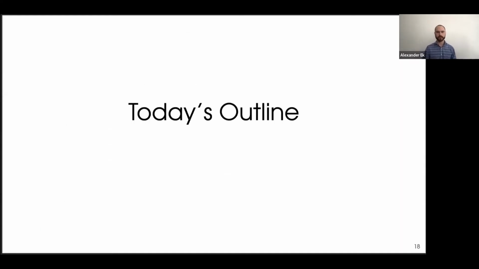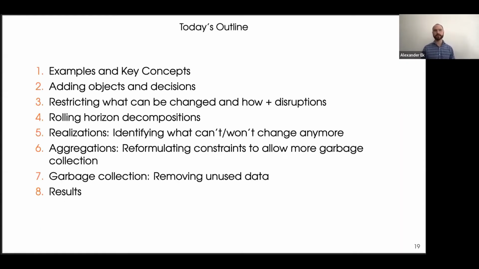Right, so let's look at today's outline. First, I'm going to look at some examples and key concepts. Then I'm going to look at adding objects and decisions ongoingly to our instance. Then I'm going to look at restrictions on what can be changed and how, plus disruptions, and how that affects things. And we're going to look at rolling horizon decompositions. And then we're going to go into the garbage collection territory. So we have realizations, identifying what can't and won't change anymore. Aggregation, reformulating constraints to allow more garbage collection. And garbage collection itself, removing the unused data. And then we're going to look at results.